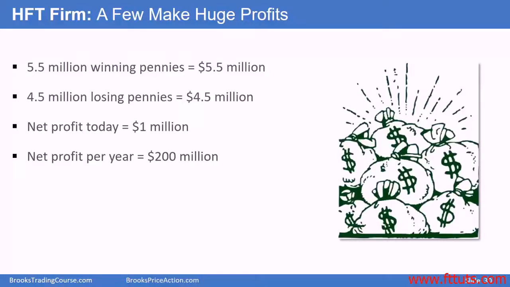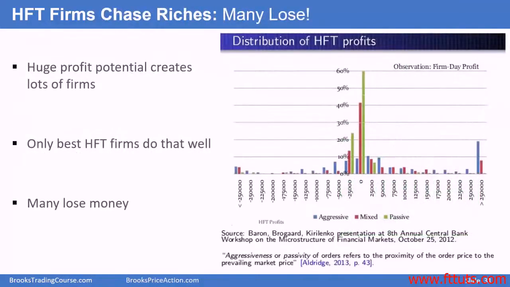So if they're consistently good, guess what? Trading 100 contracts or 100 shares or 100 anything, very tiny position, but you do it often enough and you win consistently, it can add up to a huge profit. A really good high-frequency trading firm can make hundreds of millions of dollars a year.